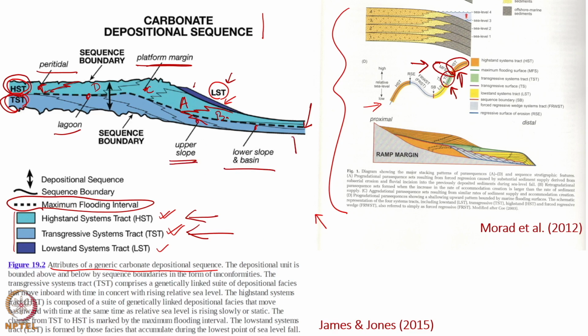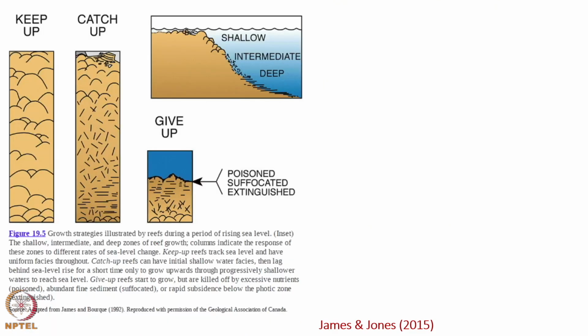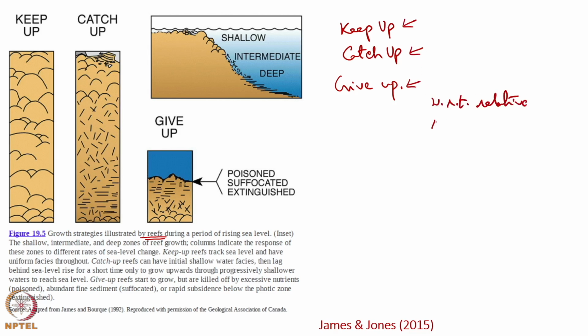The sequence boundary is marked here at the bottom, and also here. That means TST and HST are bound by the sequence boundaries. In the context of sequence stratigraphy, three kinds of reefs can be described: the keep up reefs, the catch up reefs, and the give up reefs. It can keep up, it can catch up, or it can give up with respect to relative sea level rise.